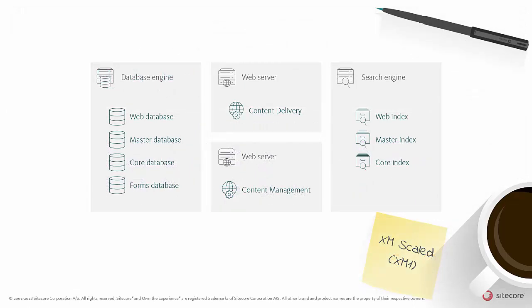So we were looking at XM1 or XM scaled, as it's called. This is the one we looked at just now, and the word scaled means that all the roles, if you look at application roles, in this case, the content delivery, content management roles, all the roles in this configuration that can be combined or split up are all split up. So a scaled solution means it is split up. So the CD and CM server could potentially be merged together as one website, but they are split up in a scaled setup.